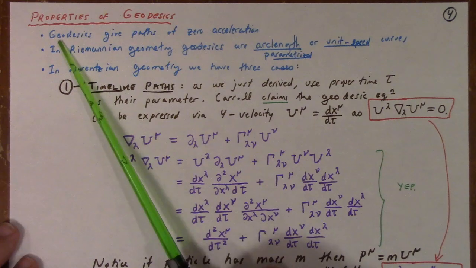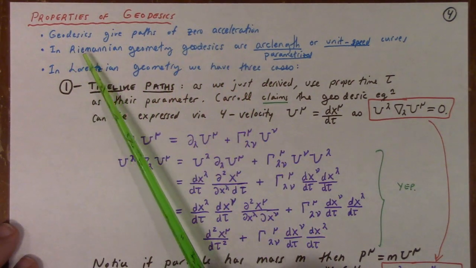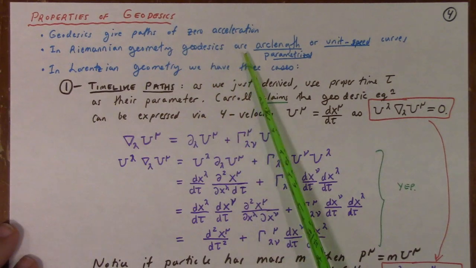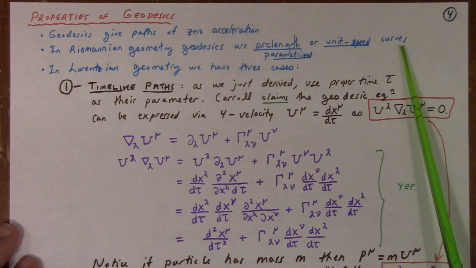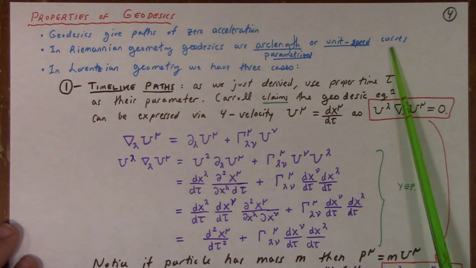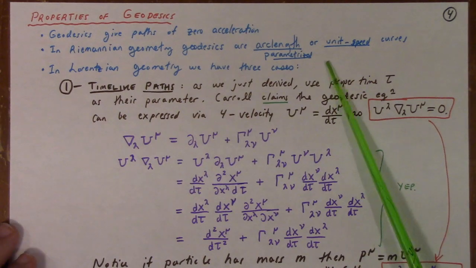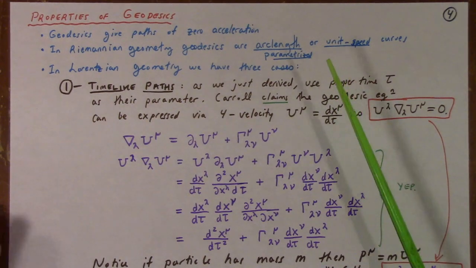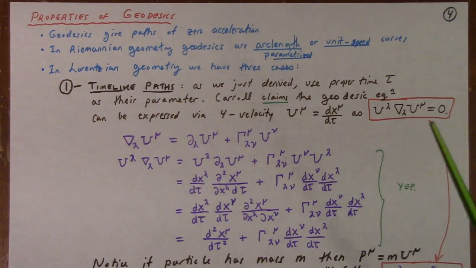Geodesics give paths of 0 acceleration. In Riemannian geometry, a geodesic is arc length, or you could say unit speed parametrized. That's a unit speed curve. Sometimes, if they're talking about a curve that follows the same set of points but has a different parameterization, you might call it a pre-geodesic or something. I don't see any of that language in Carroll, so whatever.